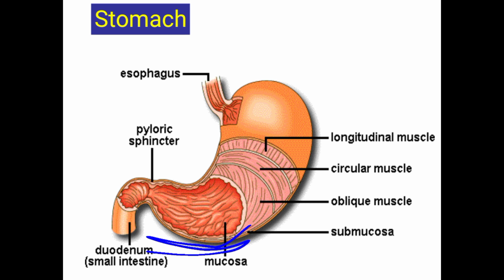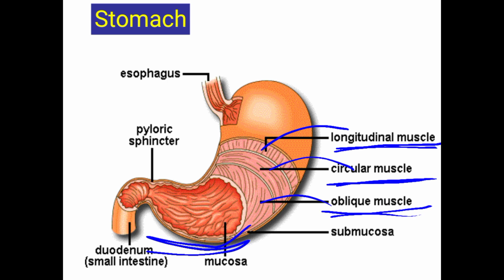In this we can see three types of layers: longitudinal muscle, circular muscle and oblique muscle. So three types of covering are present. In the stomach, the outer is longitudinal muscle, the middle is circular and the inner is oblique muscle. So there are three layers. After this you should see the cut section.